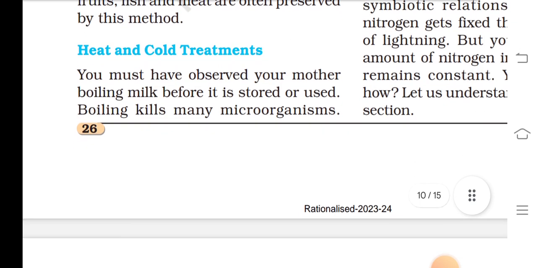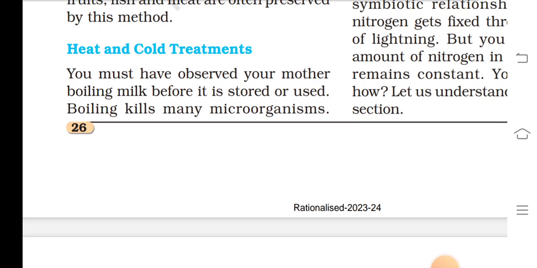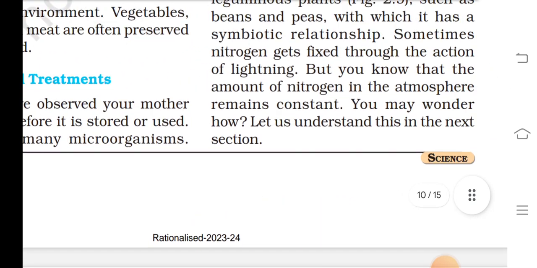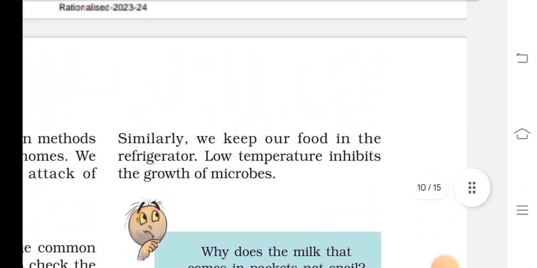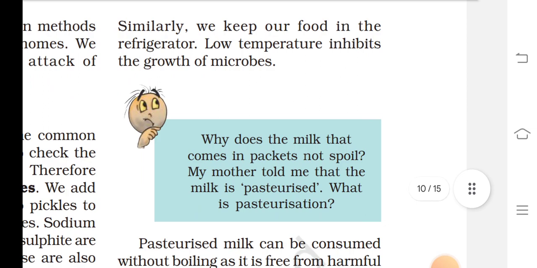Heat and cold treatment. You must have observed your mother boiling milk before it is stored or used. Boiling kills many organisms. Similarly, we keep our food in the refrigerator. Low temperatures inhibit the growth of microbes.